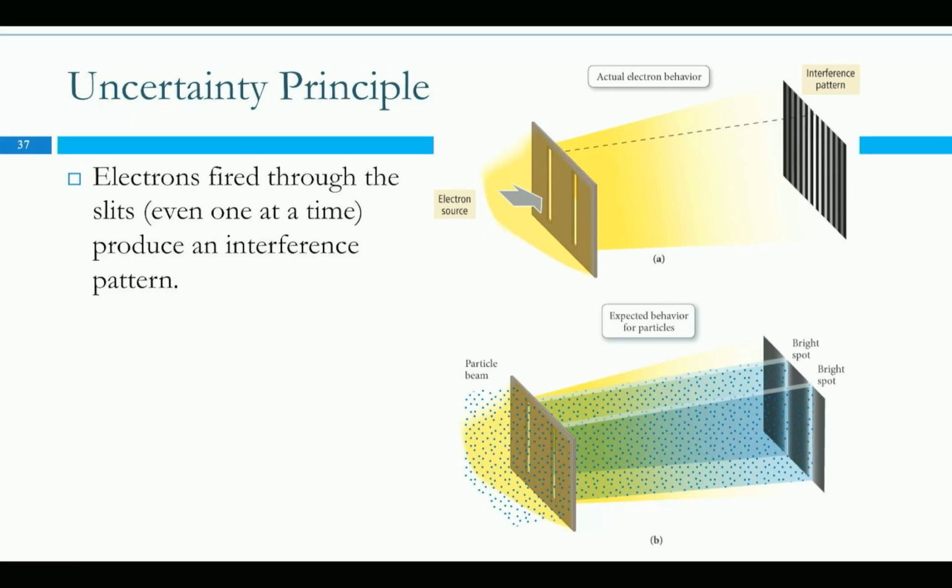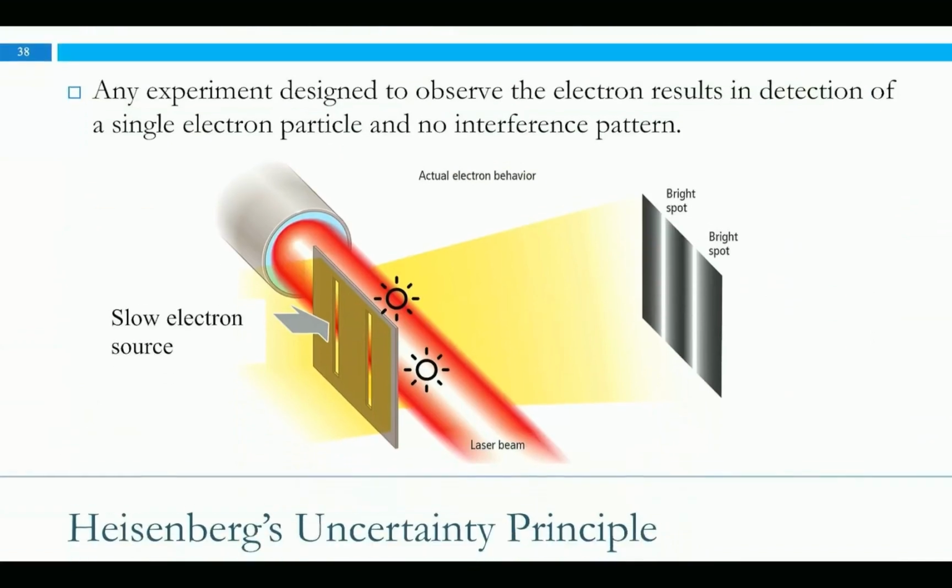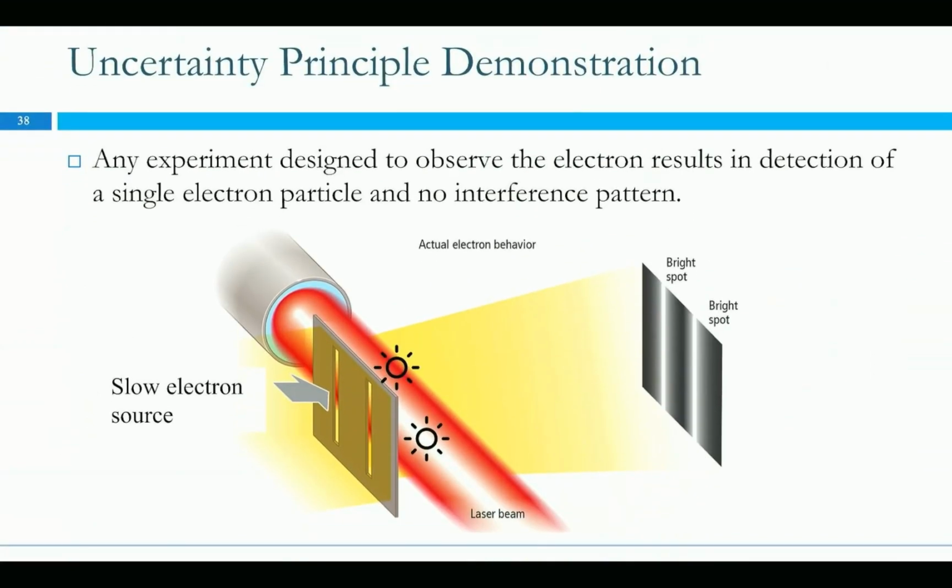You don't see just two bright spots, where the electron particle would be going through one slit or the other slit. But when you set up another experiment to see which slit the electron is going through, you'll only get it lighting up at one slit or the other. And if you're shooting one electron at a time, you'll never see it light up at both slits at the same time.